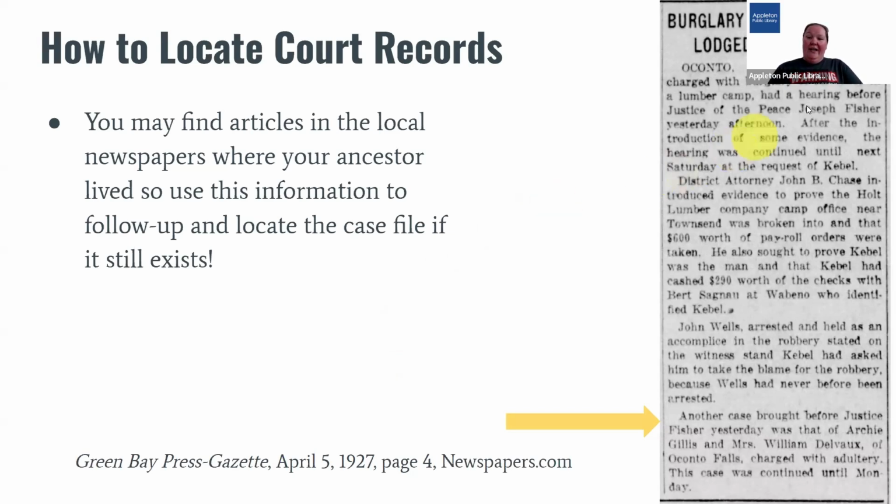And I wanted to point out, the main part of this article is about my great Uncle John. But down below, there's actually just one little paragraph that says another case was brought up before Justice Fisher yesterday of Archie so-and-so and Mrs. William so-and-so charged with adultery. Well, if that was my ancestor, I might have just missed this because I just skimmed the headline and didn't notice there's a little paragraph that's completely unrelated to the rest of this article that might be that person you're looking for.